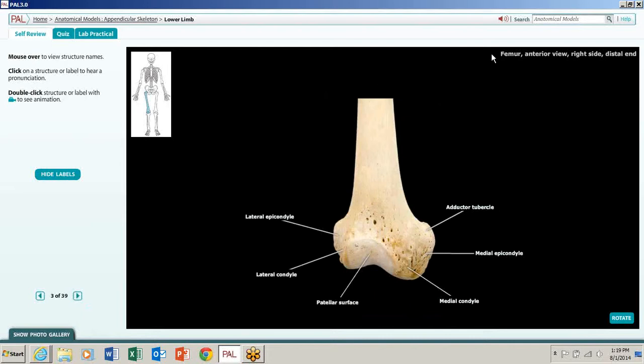This is again the femur, and it's the anterior view, the right side, and the distal end. So we can see the medial epicondyle, the medial condyle, the patellar surface where the patella goes, the lateral condyle, and the lateral epicondyle.